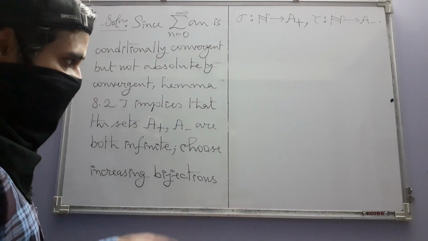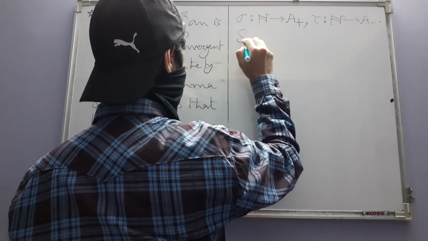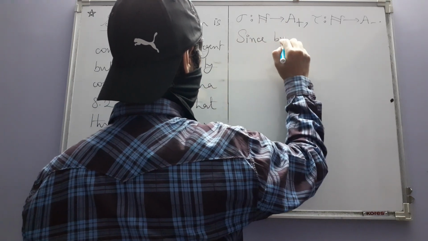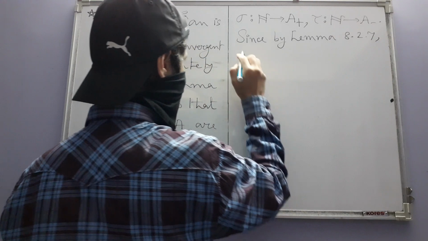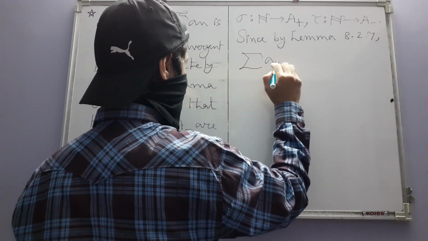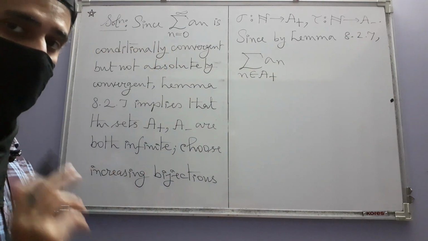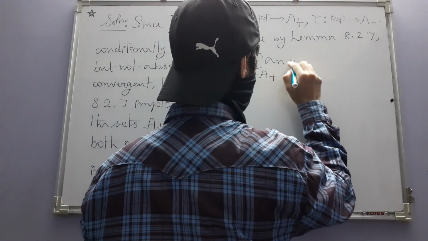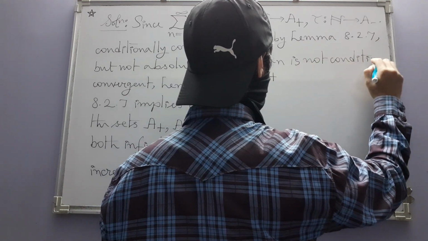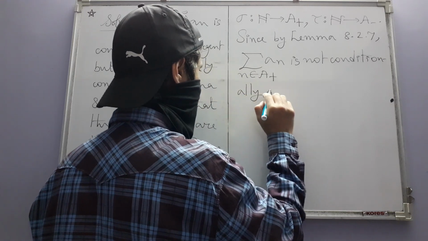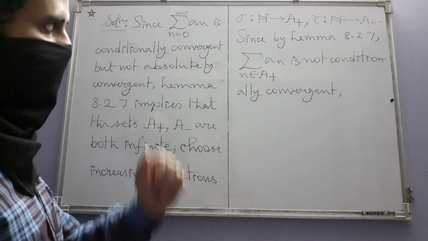Now we are going to again use this lemma in this way. Since by lemma 8.2.7, this sum over A plus is not conditionally convergent. So not conditionally convergent means what?